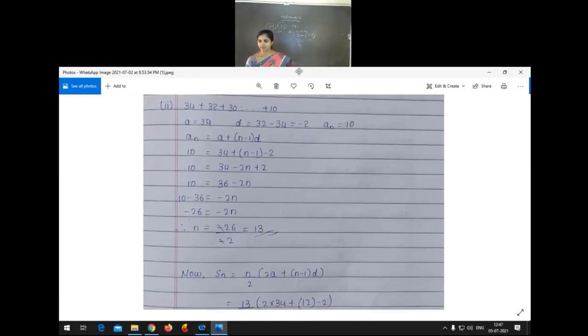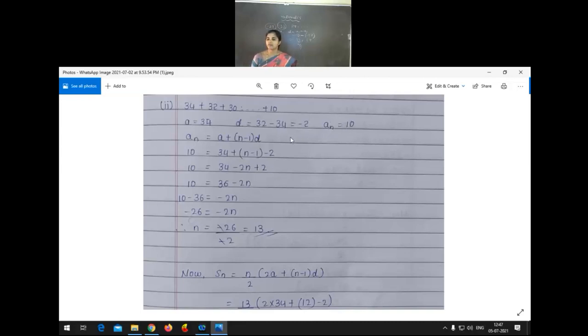See, 34 plus 32 plus 30 and so on up to plus 10. Same type of problem. First, a, you have to notice, is 34. Then the difference is 32 minus 34. Be very careful. 32 minus 34 you have to take, that is minus 2. Difference is minus 2. Then an, the last term of this AP, is 10.